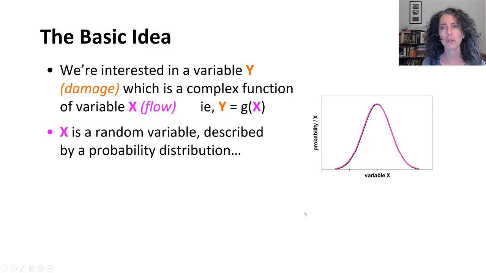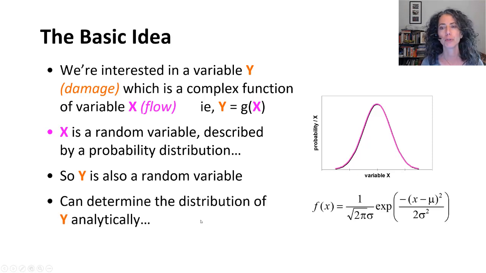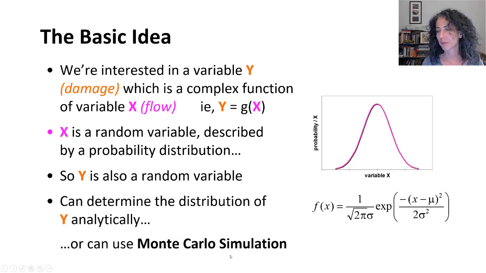So x is a random variable, and therefore y, which is a function of x, also must be a random variable with a probability distribution. If we're interested in the distribution of y, we can determine it analytically, and that would require taking this equation of the probability distribution and routing it through this complex function of x, right? And probability distribution functions are often quite ugly, especially the normal distribution, and a lot of them are hard to work with. So it's not appealing to me to take a probability distribution equation through any kind of function. And so my preference is going to be, let's determine the distribution of y using Monte Carlo simulation, right?